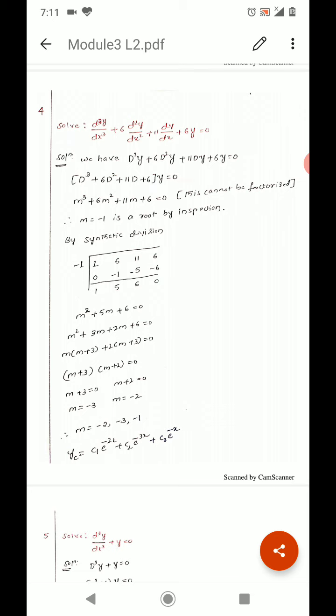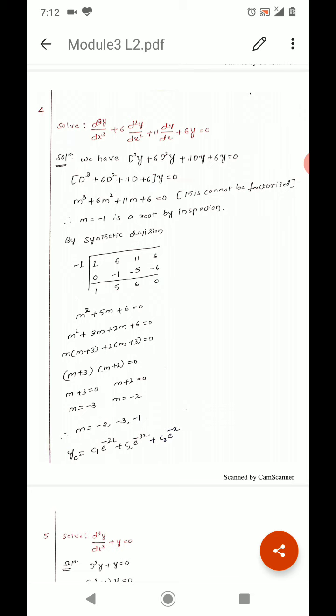Therefore, the auxiliary equation becomes m³ + 6m² + 11m + 6 = 0. So, by the inspection method, if we put m = -1, the auxiliary equation becomes 0. Therefore, -1 is a root. By using this root and also by synthetic division, we will find the other roots.